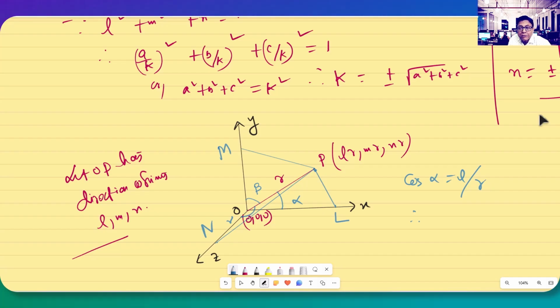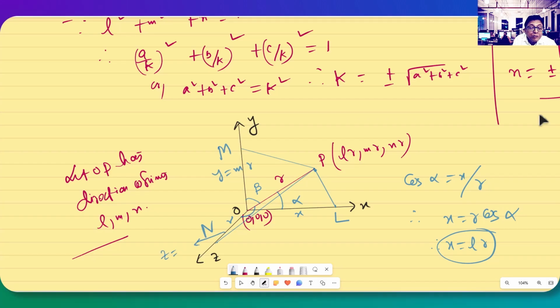Cos alpha is X by R. The point is X over there. I mean OL is X. So X is going to be what? R cos alpha. Now cos alpha is L, so X is LR. Similarly, you can write Y is MR and Z is NR. This part is Z, which is equal to NR. So the point has coordinates LR, MR, NR.